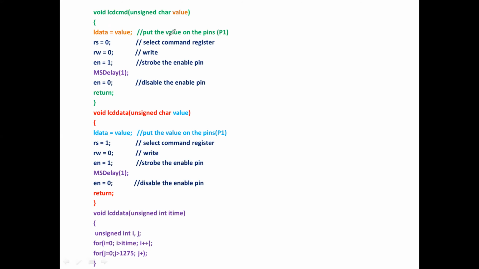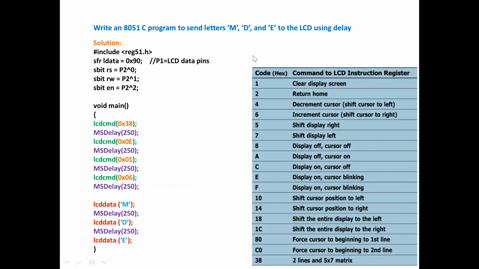That is one value, that is one command to the LCD. What is the command? 38 we passed to the LCD. So now the LCD is programmed so that it will function as 2 lines, 5 into 7 matrix form. Each and every character will be displayed in this form, right?